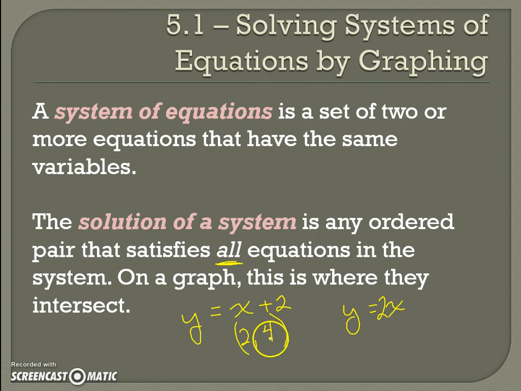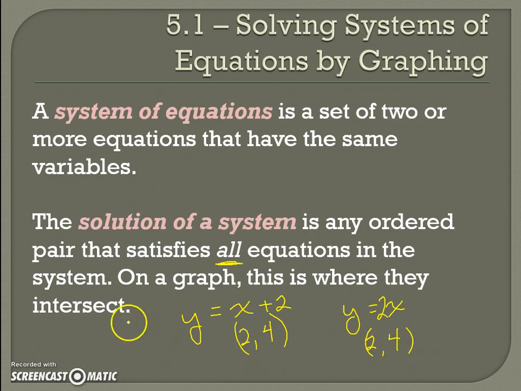If I take that ordered pair and I try to plug it in over here, notice what happens. I have 2 times 2, which is 4, and my y equals 4. So that means this ordered pair is a solution for this, but it's also a solution for this. So this is a solution of a system.